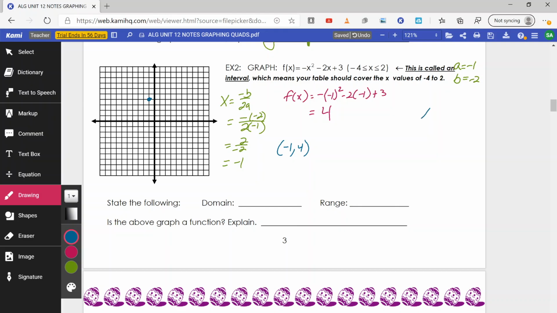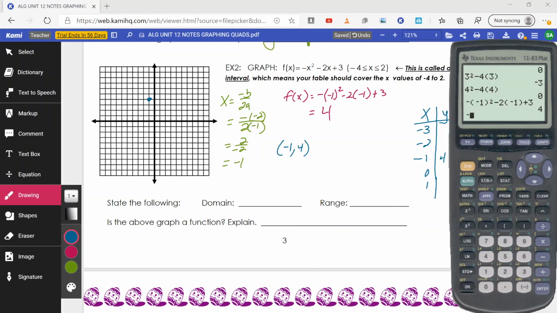Again, we need now to create a table of x, y values. We already know -1 and 4 are going to be in the middle, so I'm going to pick 2 numbers below it, -2 and -3, and then 2 numbers above it, so 0 and 1. What I'm going to do is plug values into our given equation. So -2 squared minus 2 times -2 plus 3 gives me a value of 3.